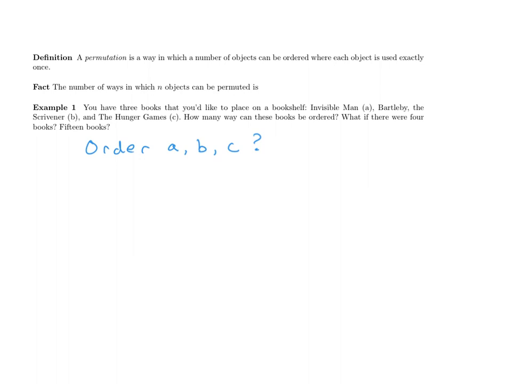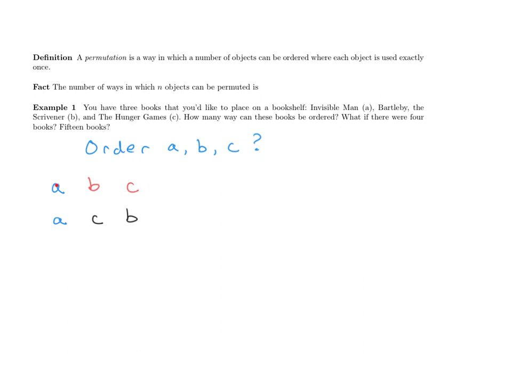Well, on your bookshelf, you could first put Invisible Man. So you could denote that by A. This is taking the first spot in your bookshelf. And then with the other 2 books, there's 2 possibilities. You could say, well, maybe I'll just do Bartleby the Scrivener and then The Hunger Games. Of course, there's one other way that Invisible Man can be first, and then you can order the 2 other books, and that's if you swap the location of these 2 things. So you would have Hunger Games second and then Bartleby last. So here's 2 possibilities. These are 2 ways to order your 3 books.